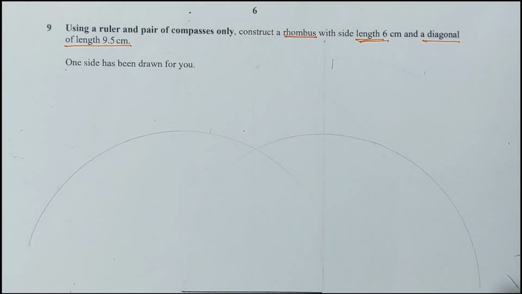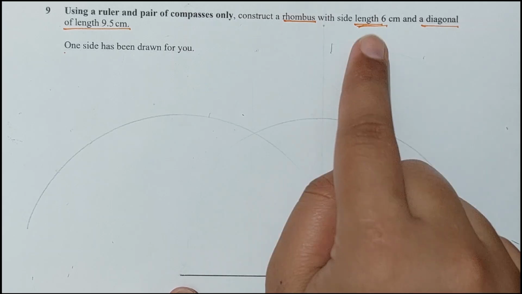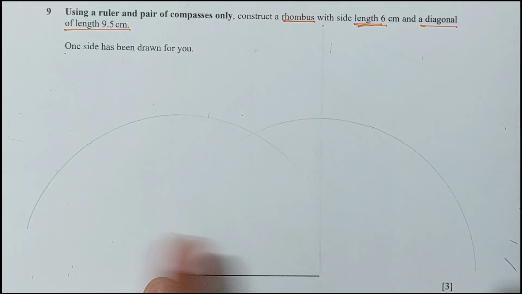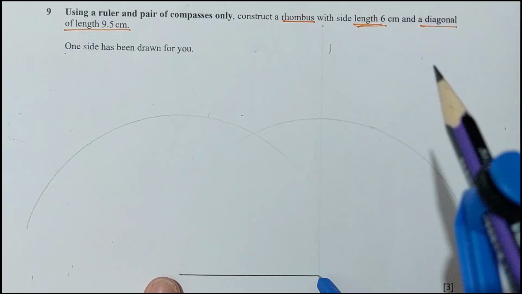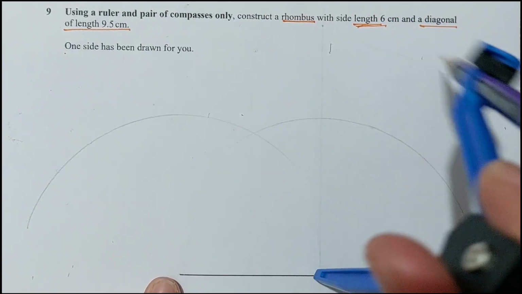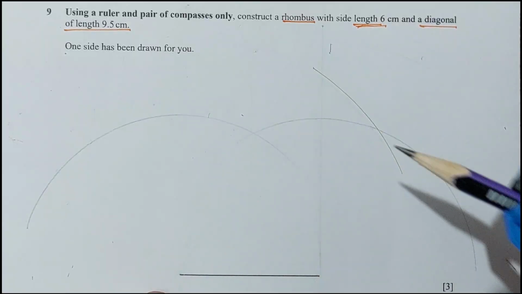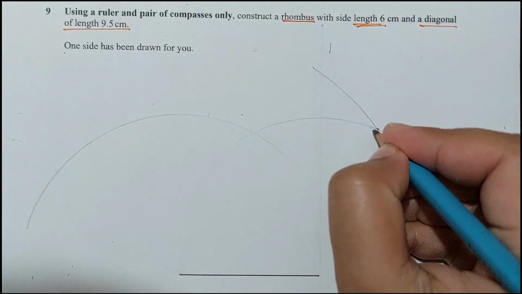Now here comes the most crucial part. If you are given one side of the rhombus, you have to open the compass to the length of the side and construct the arc from the first side and from the second side, and then open the compass to the length of the diagonal and repeat the same step from the first side and the second side. As you can see, it is not intersecting any of the arcs. And now do this, it is intersecting at this point. This is another point of the rhombus.